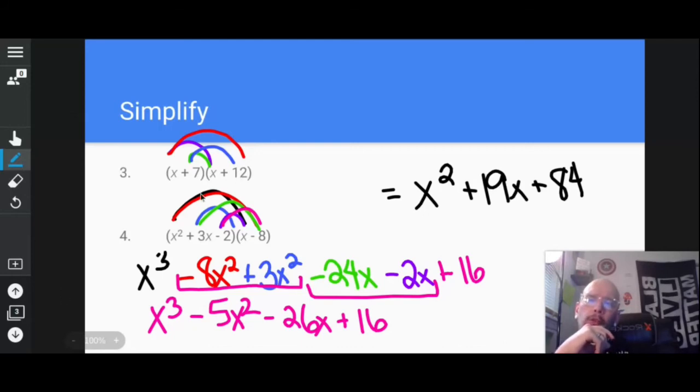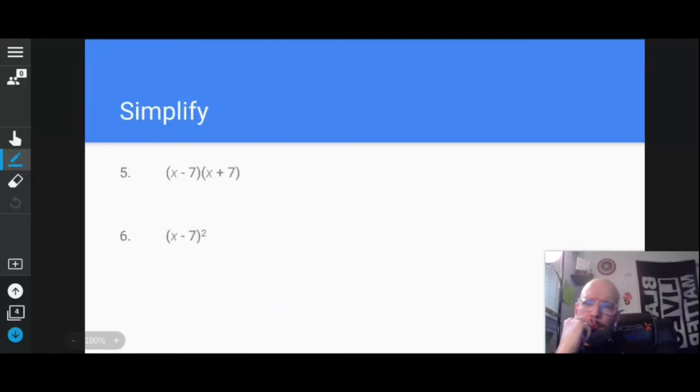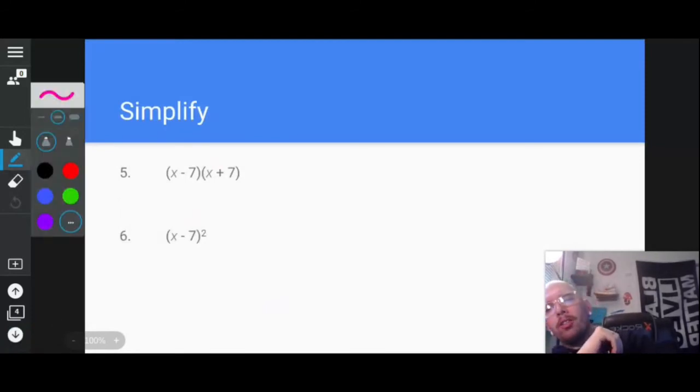So regular FOIL, long FOIL. Okay, this is a regular FOIL again. But this one is very similar in the parentheses. I have an x minus 7 and an x plus 7. I wonder if anything special is going to happen.